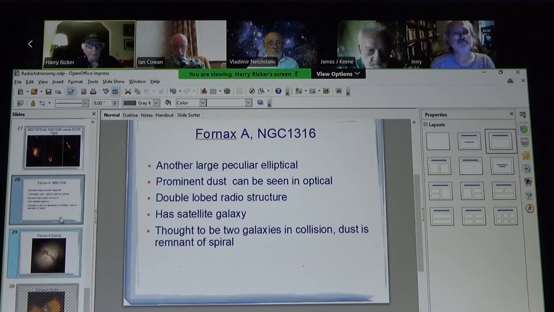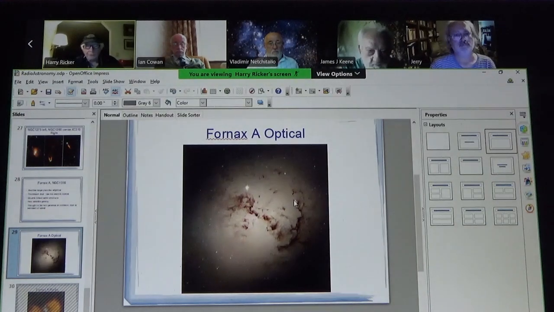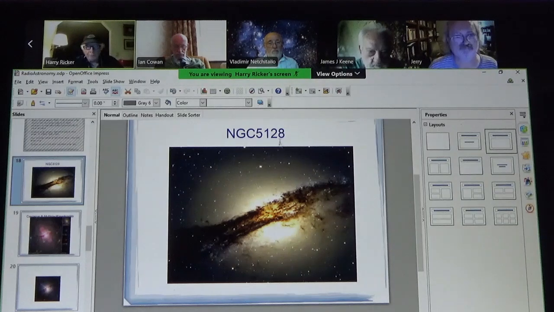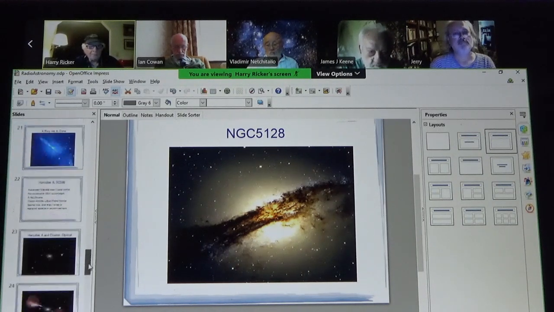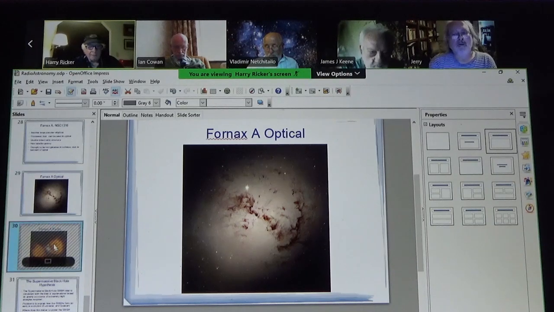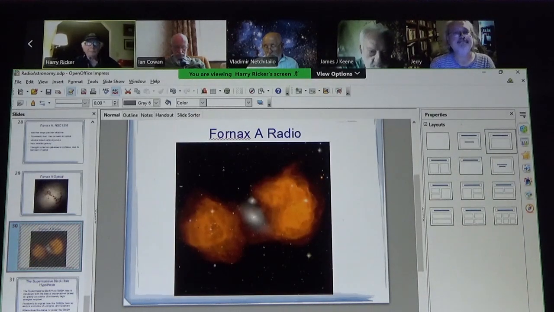Fornax A, it's another one of these elliptical galaxies. There's a picture of it. It's got this dust. Elliptical galaxies aren't supposed to have dust, but it's got all this dusty stuff. And if we go back to NGC 5128, you see there's dust here. There's a lot of it in that one, and not so much in this one. So it kind of suggests that maybe this is not as evolved as Centaurus A.